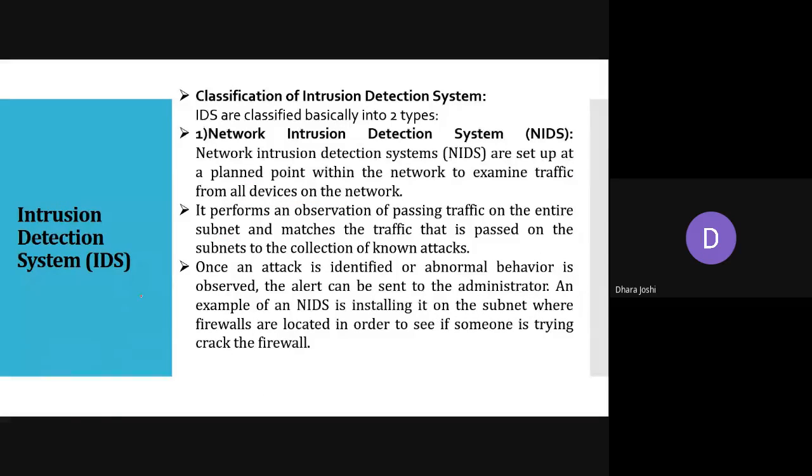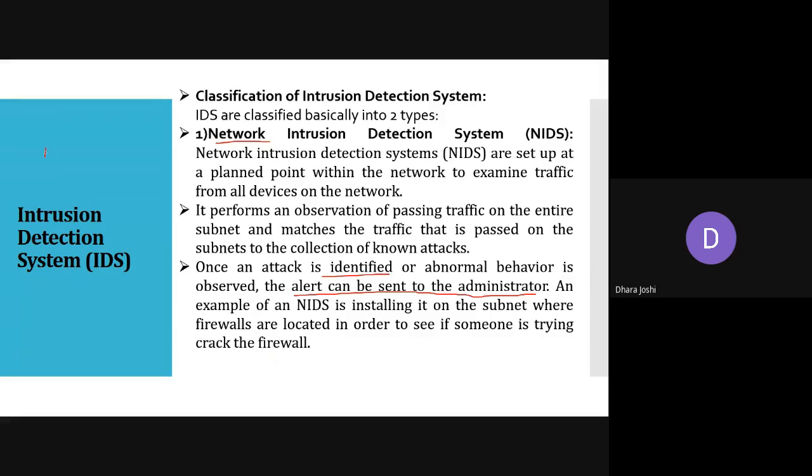Once an attack is identified, suppose we have a known attack list and we can match that this kind of data packets can do these attacks. So if the attack is identified or any abnormal behavior is observed, then the alert can be sent to the administrator. As we are talking about a network, the administrator is a network administrator. An example of an NIDS is installing it on the subnet where firewalls are located in order to see if someone is trying to crack the firewall.